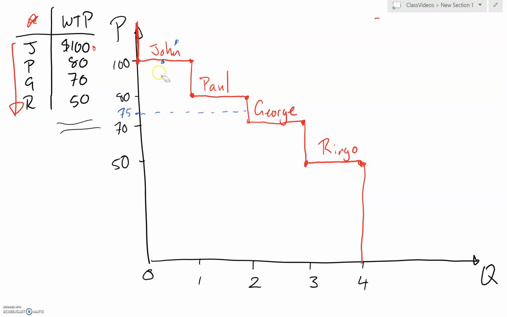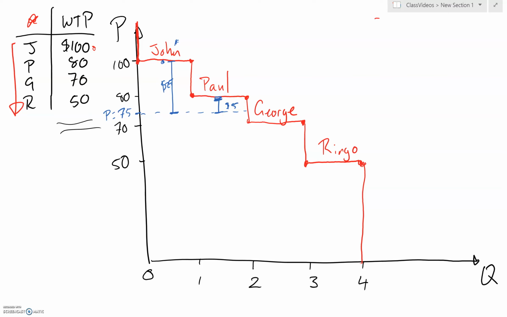Okay, and note that on the graph, we can see the $25 as the height between the price and the height of the demand curve corresponding to John's willingness to pay, right? So here's our $25 in here. And also Paul saw a price of $75 and thought, well, I'm $5 better off if I buy this item than don't. So Paul gets a benefit of this height here, which is $5.